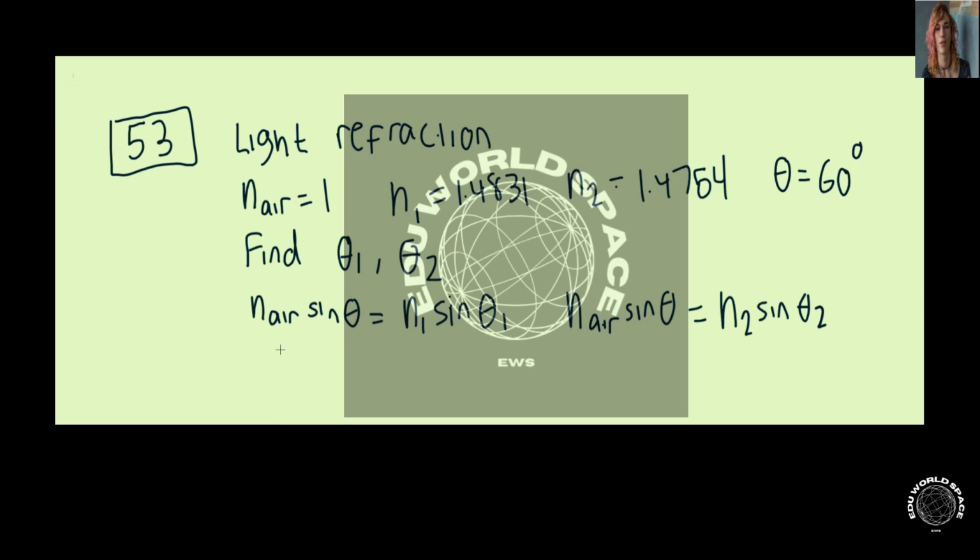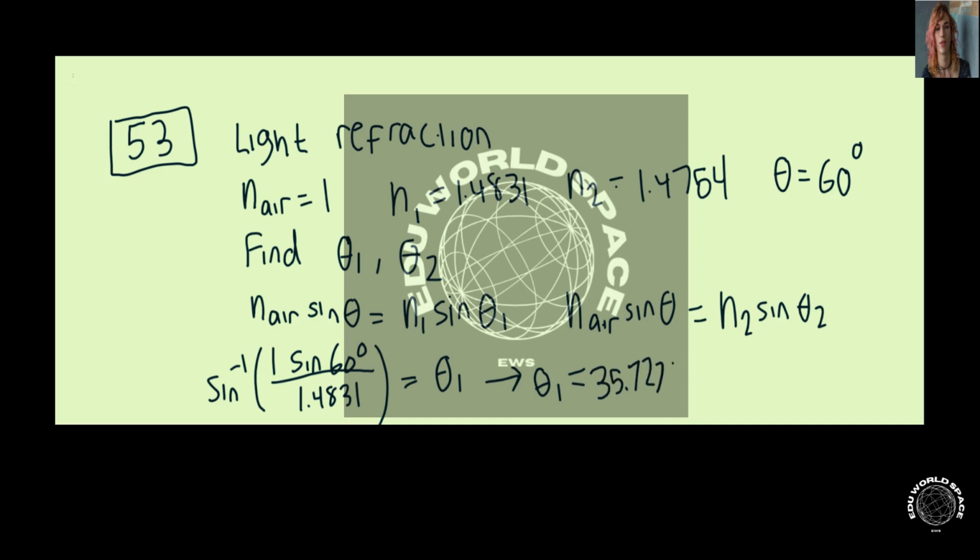It's really as simple as n air, which is just 1, times sine 60 degrees, over n1, which would be 1.4831. And we inverse sine both sides, and that will give us theta 1. So numerically, what that result turns out to be is 35.727 degrees.